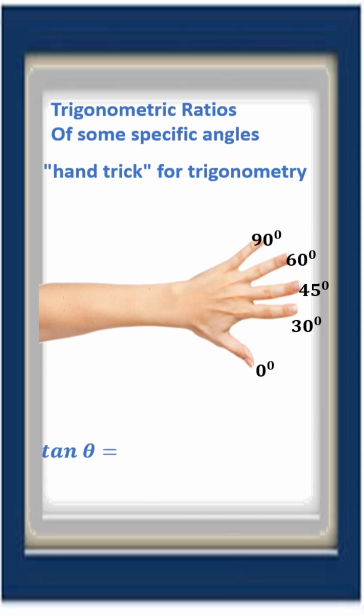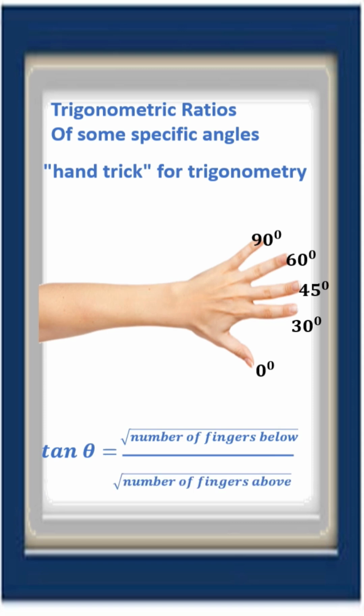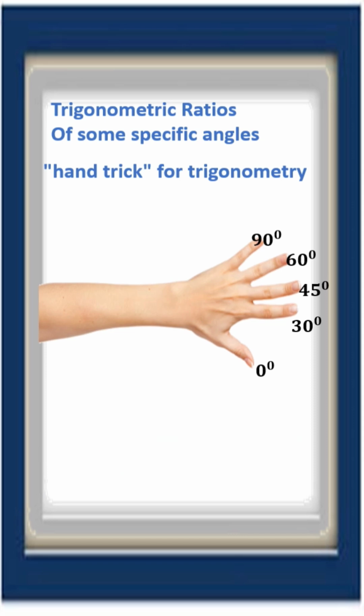Now let us find the formula for tan ratio. Square root of number of fingers below upon square root of number of fingers above. Now let us find the value of tan 60. Where is 60 degree? This one. How many fingers are there below? 3. So you have to put root 3. Number of fingers above 60 degree finger is 1. So tan 60 is root 3 by 1, which is equal to root 3.